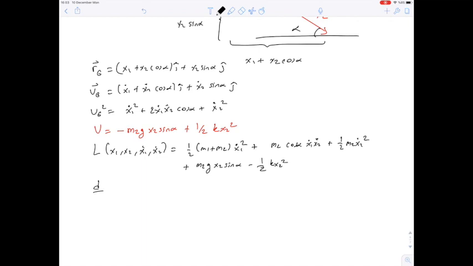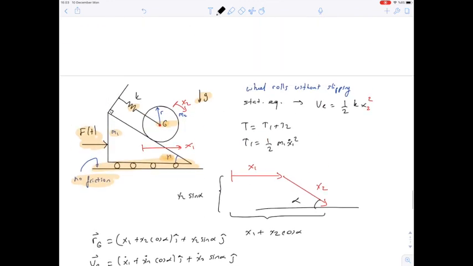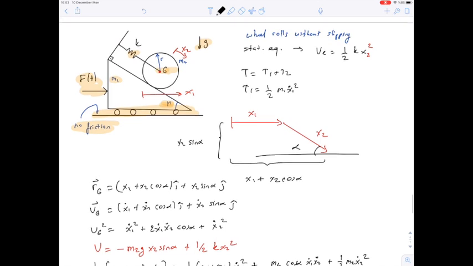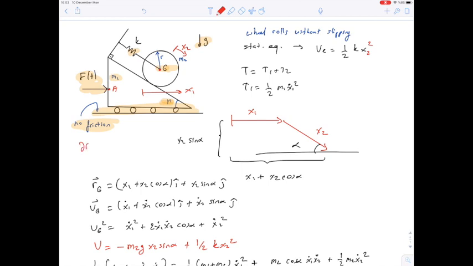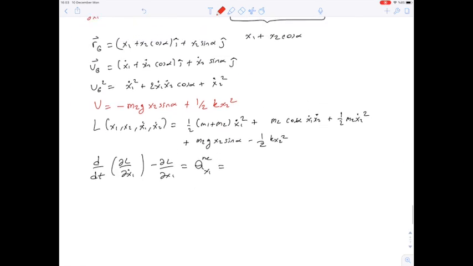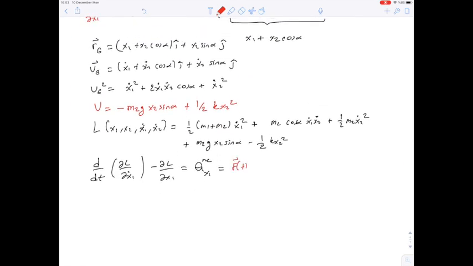Okay, so my Lagrangian equations of motion are d by dt of partial L by partial x1 dot minus partial L by partial x1 is Q x1, non-conservative, non-constraint. And in this case, I've got this force f of t, and it moves with x1, but not with x2. So basically, if I consider this point A, then obviously partial r_A by partial x1 is i, whereas partial r_A by partial x2, since they don't have any real relationship, is 0. So this is basically f of t times partial r_A, where it's being applied, over partial x1. And it is simply f of t.